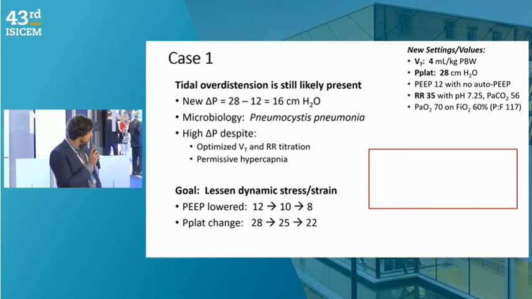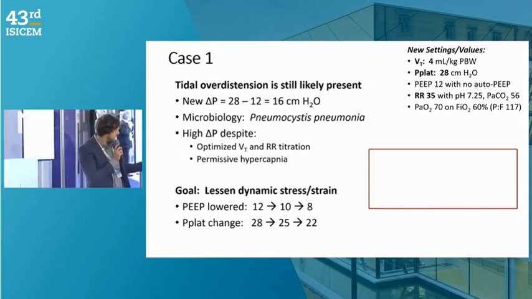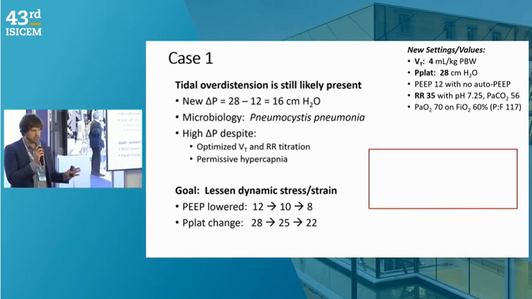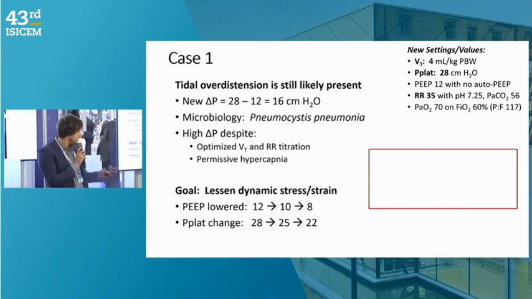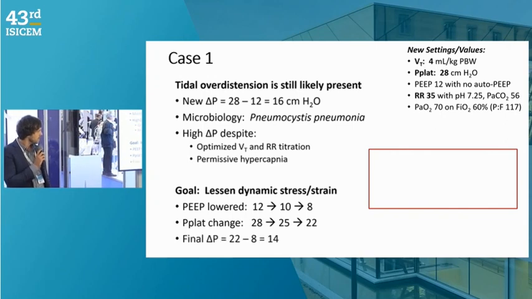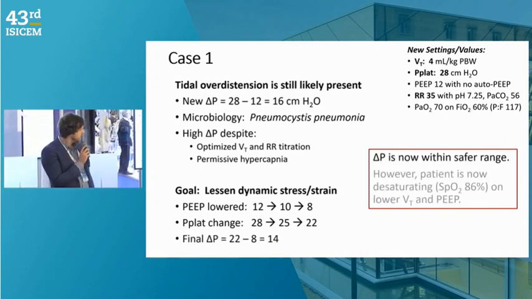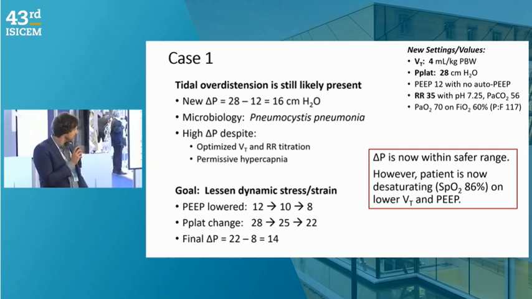So we tried lowering the PEEP. In doing so, the plateau pressure disproportionately decreased. And so you can see we lowered the PEEP by increments of 2, from 12 to 10 to 8. But the plateau pressure decreased by even more than that, signaling that you were overdistending the patient. It went from 28 to 25 to 22. And so our final driving pressure that we landed on was 14, which is now potentially in a safer range. And so we feel good about that.